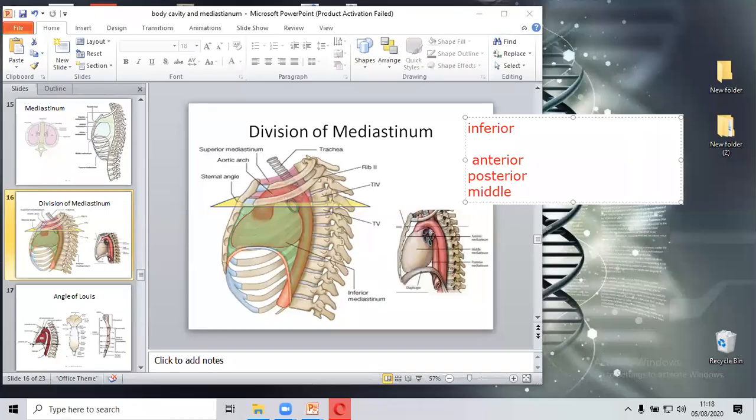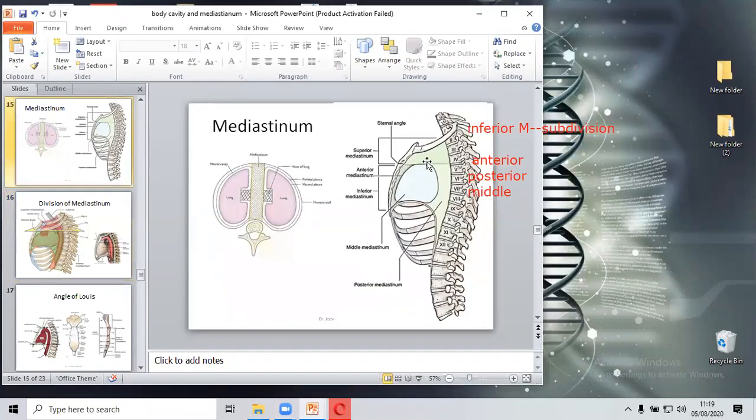So the inferior mediastinum has three subdivisions. How they are divided I will tell here. Now I'll go to the previous picture. Now you can see the transverse thoracic plane, you can see the diaphragm, isn't it? So this region between the transverse thoracic plane and the diaphragm, this is the inferior mediastinum.